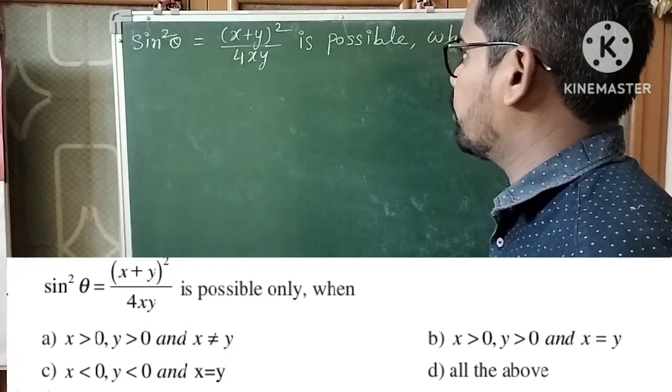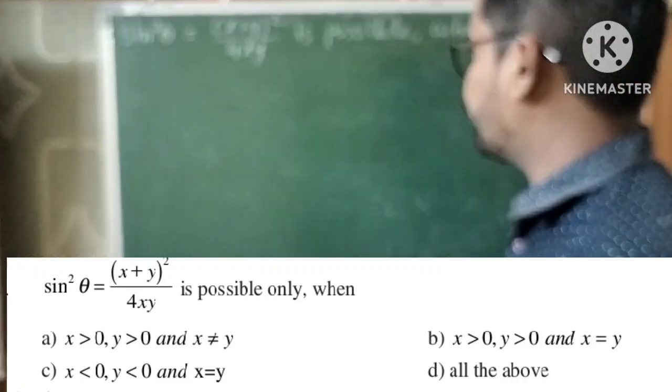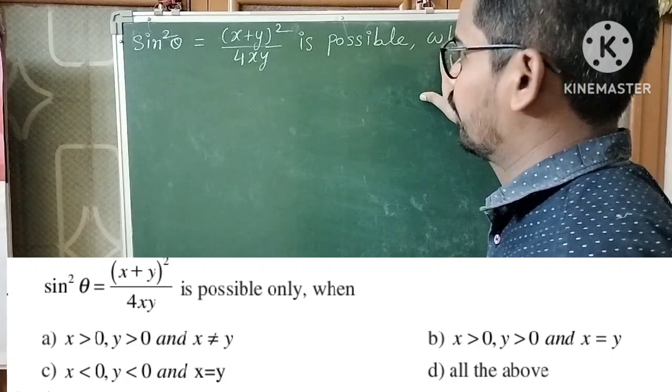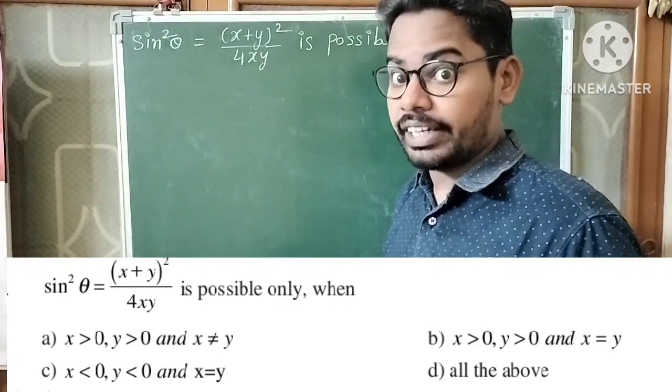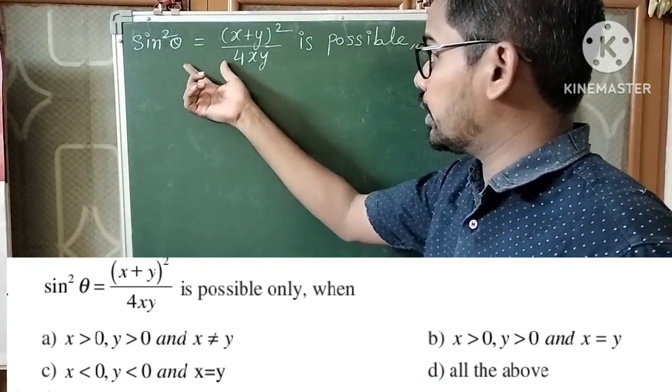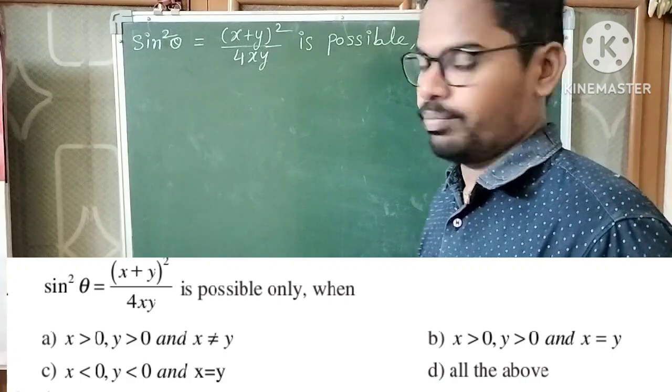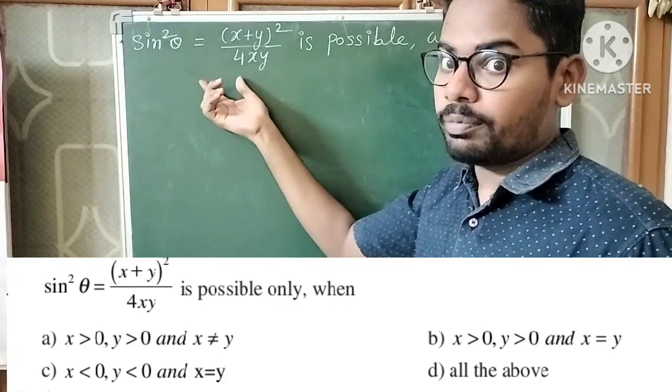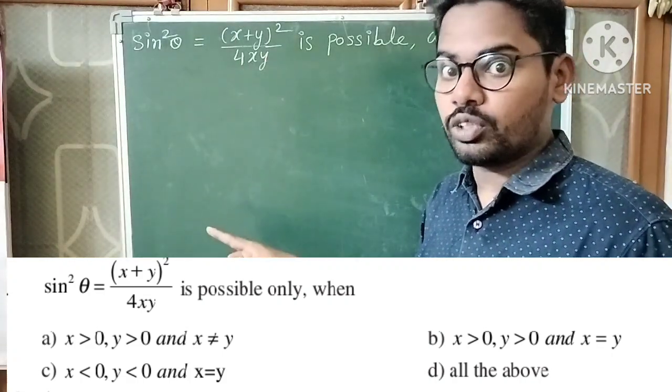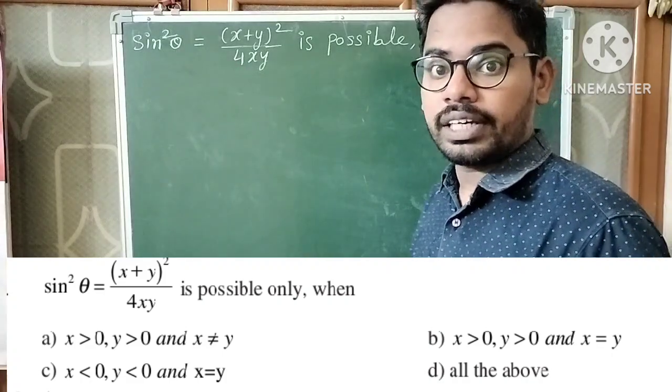Sine square theta is equal to (x plus y) whole square by 4xy is possible when... So it means we have to find for what conditions this trigonometric equation is true. To solve this kind of problem, first of all we have to identify the range of the given trigonometric ratio.